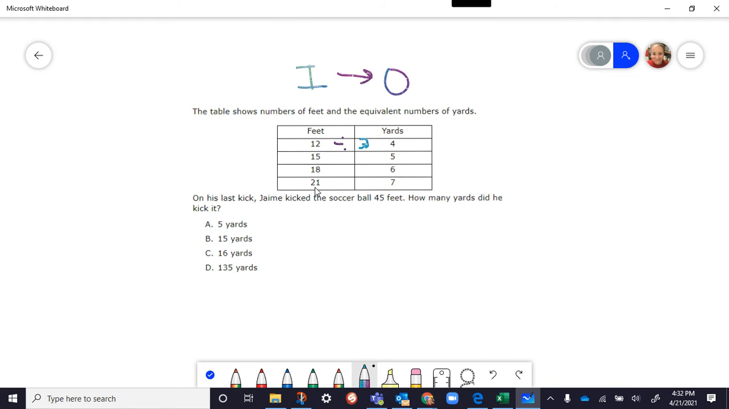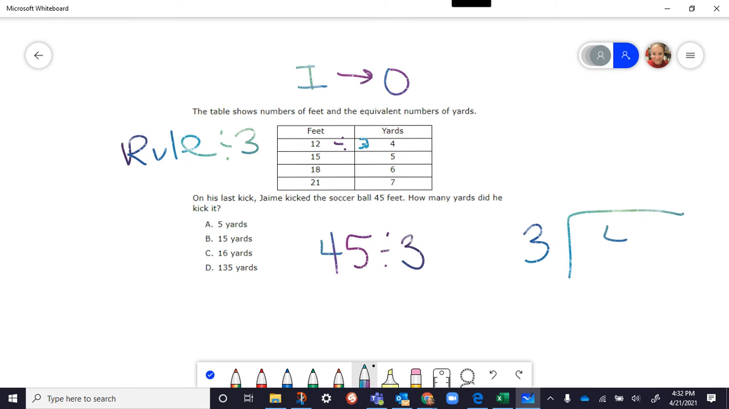Yes, that's right. And then 25 divided by 3, yep, that's also 7. So the rule is to divide by 3. So I'm going to take my feet, 45, and I'm going to divide it by 3, and that will give me the number of yards. So I'm going to make my division problem here, and I'm going to make my boxes.